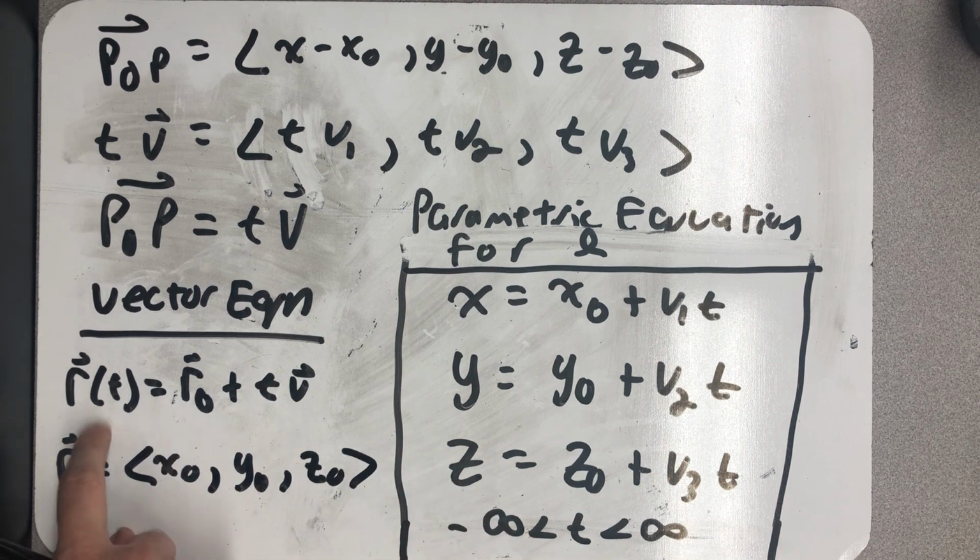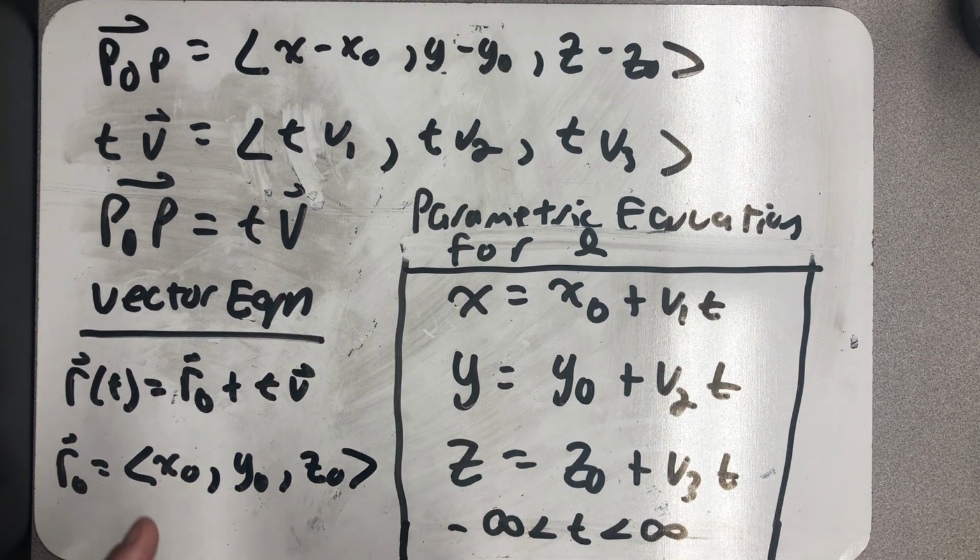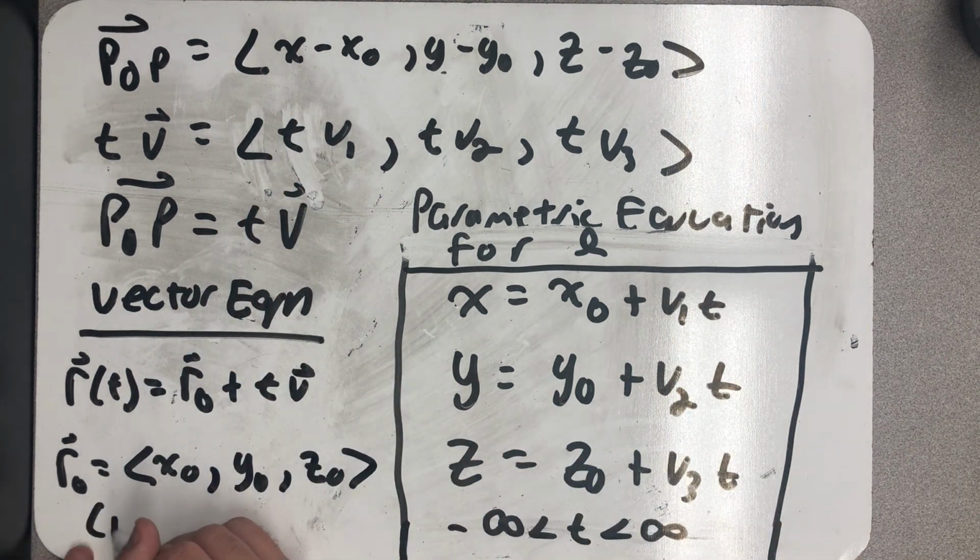What this vector r does, every time you plug in a t, it gives you a vector that points to a point on the line. It itself is what we call a position vector.